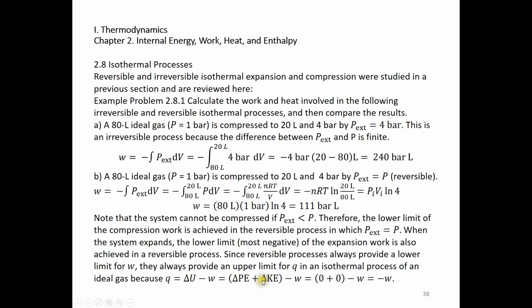For an ideal gas, delta PV is always 0. For the isothermal process, the kinetic energy of the ideal gas only depends on temperature. When temperature remains unchanged, KE remains unchanged. Therefore, we have Q is equal to negative W. So in a reversible process, we get the lower limit for W, and then an upper limit for Q.